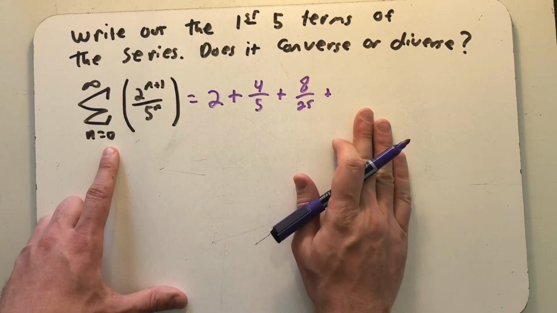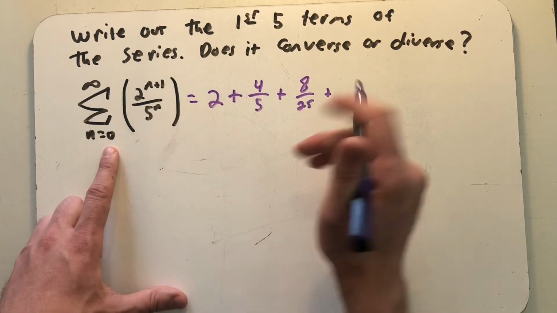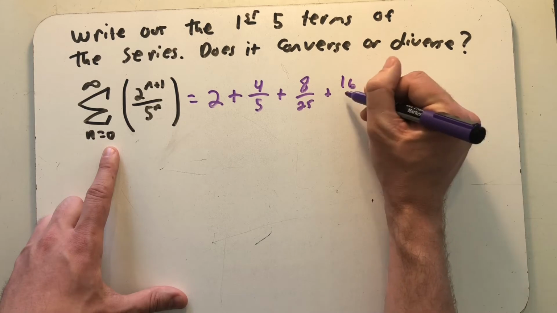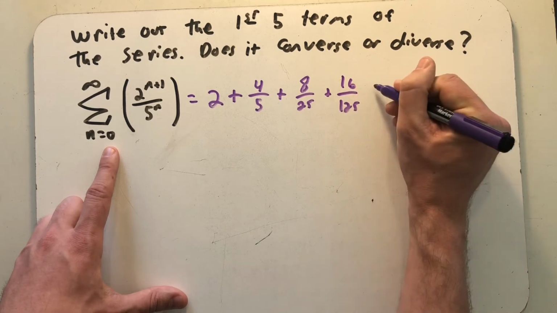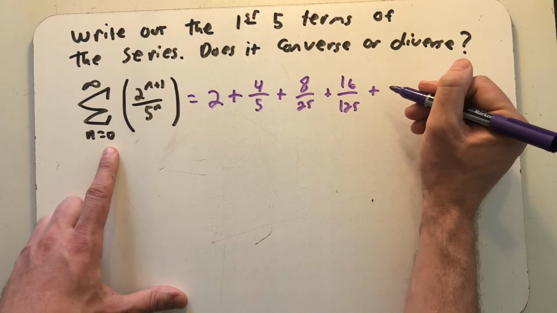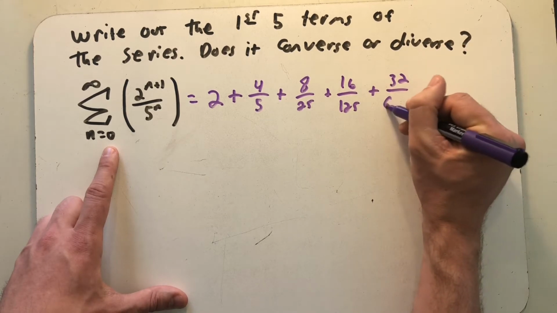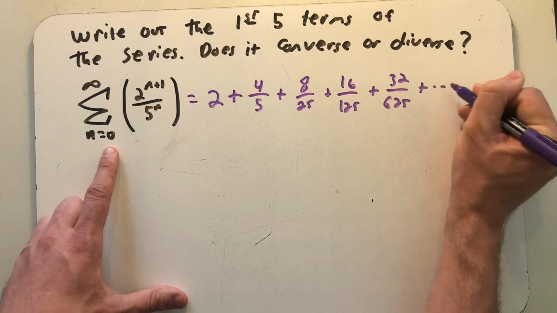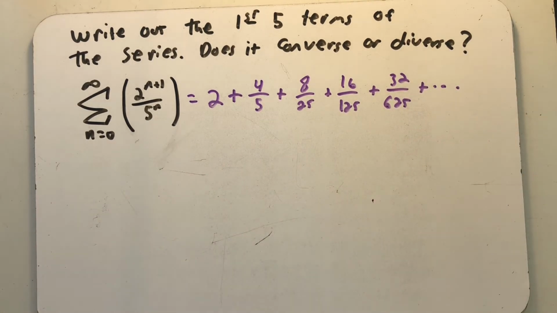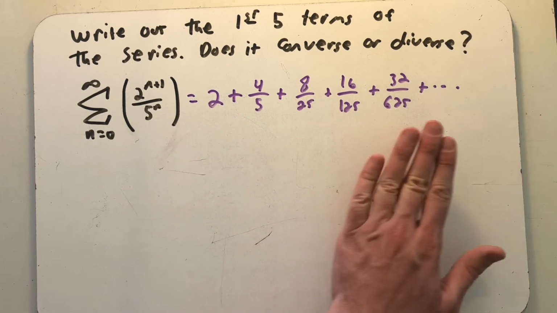0, 1, 2, 3. Plug in that, and I will get 16 over 125, plus 2 to the 5th is 32 over 625, plus... going on forever and ever and ever. All right, well, looking at these values, I think I know exactly what's happening.